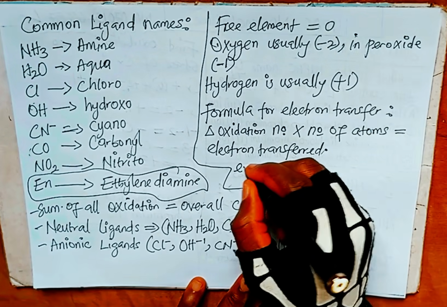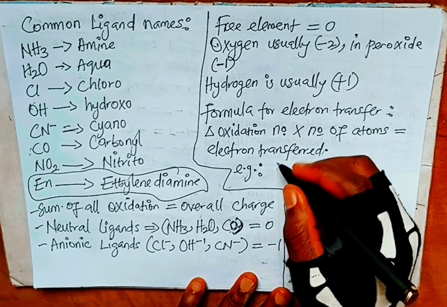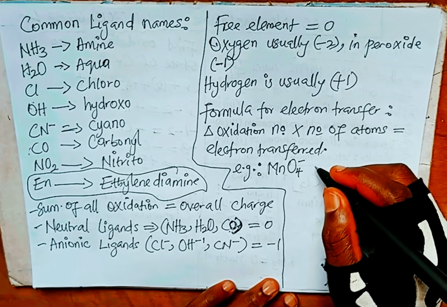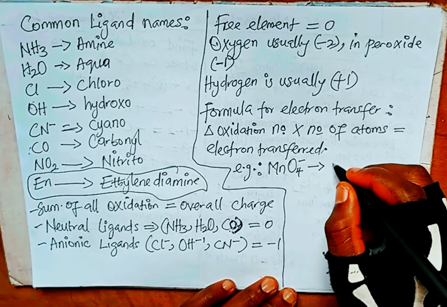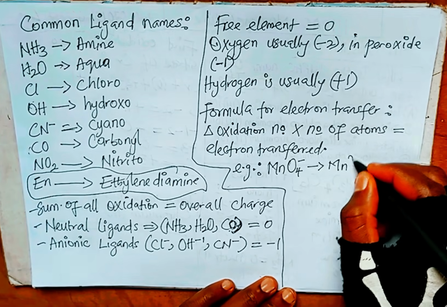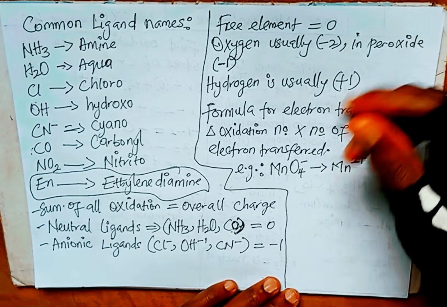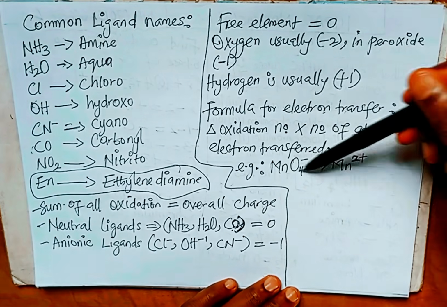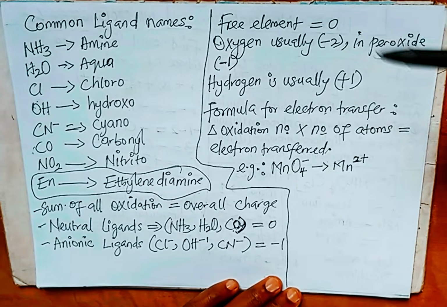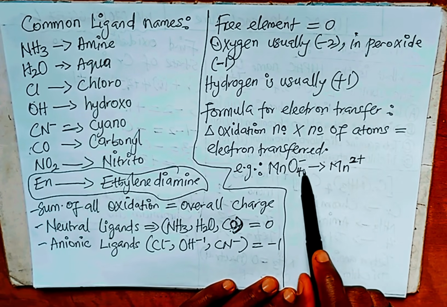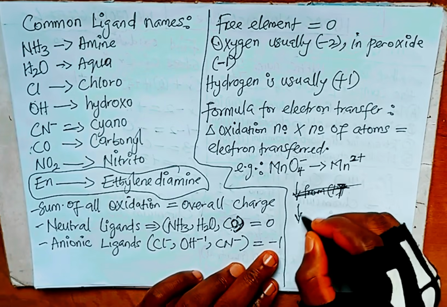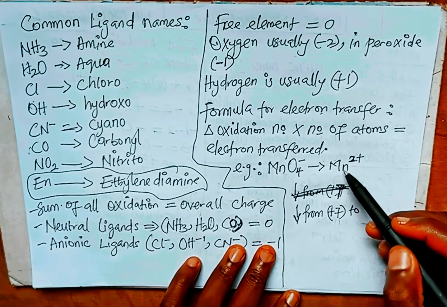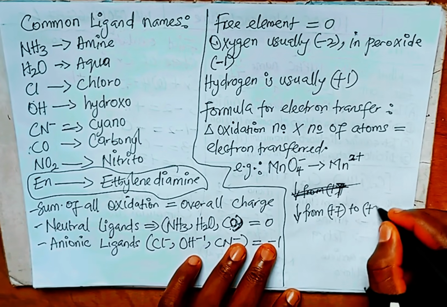All right, for example, you have tetraoxomanganate(VII) ion, which is reduced to form manganese(II) ion. When this happens, how do you get the electron transfer during this reaction? Did you notice that the oxidation state of manganese here reduced from +7 to, look at what we have here, +2?